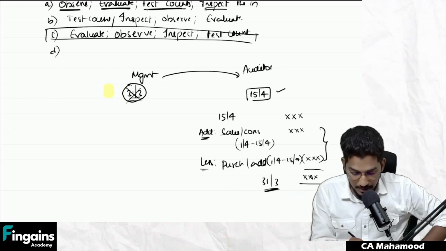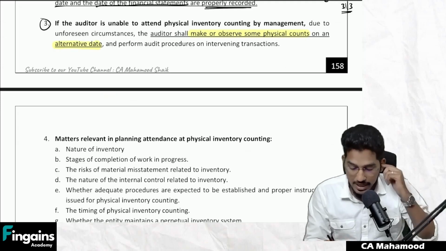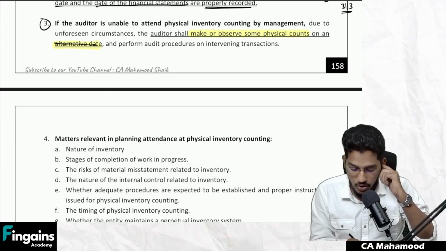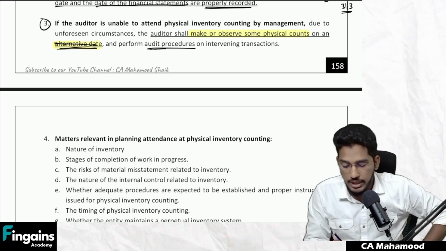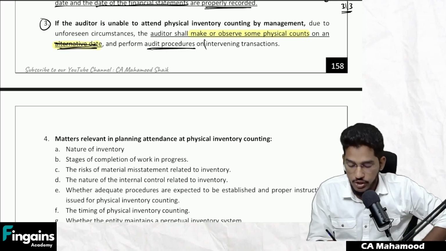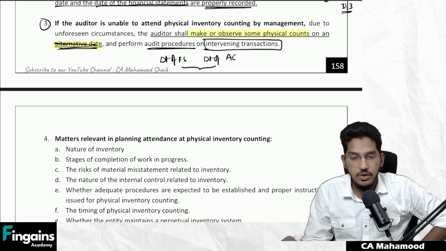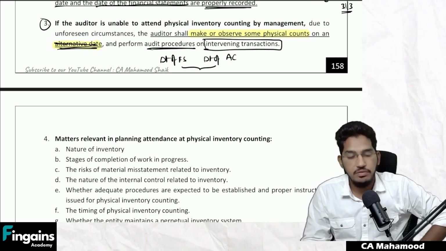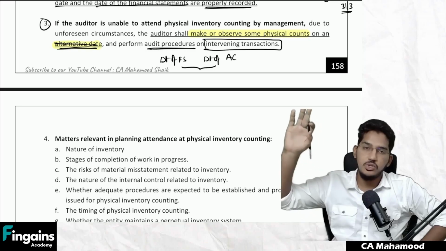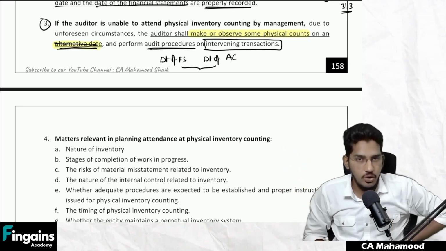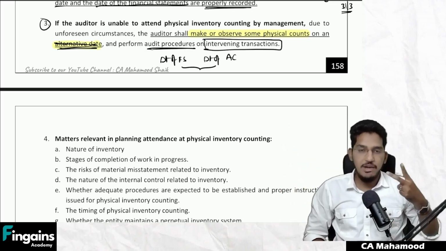So if you read this paragraph once again, you should make or observe some physical counts on some alternative date and perform audit procedures on intervening transactions. What do you mean by intervening transactions here? Those transactions happening between the date of auditor's counting and the date of financial statements, whatever transactions which are happening between them, that we call intervening transactions. We should verify that intervening transaction, that is, do the reverse calculation and find out whether the stock as on balance sheet date is correct or not. Clear?